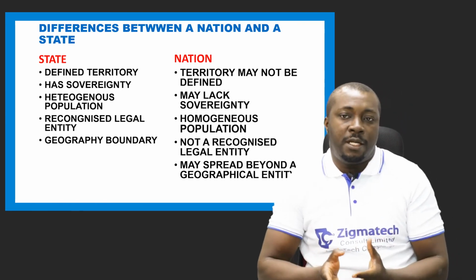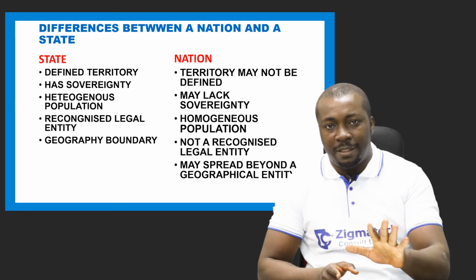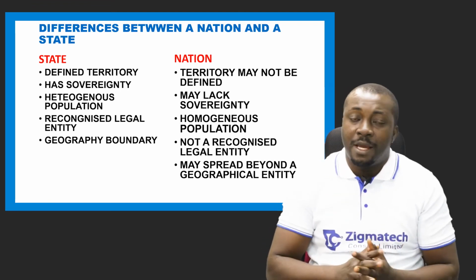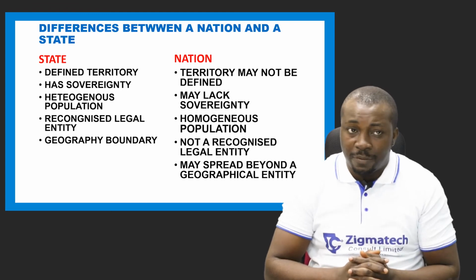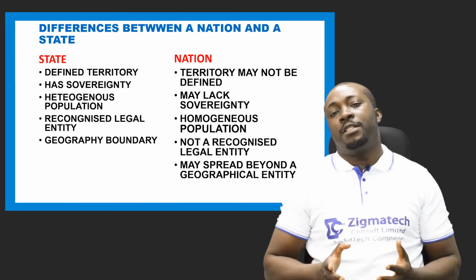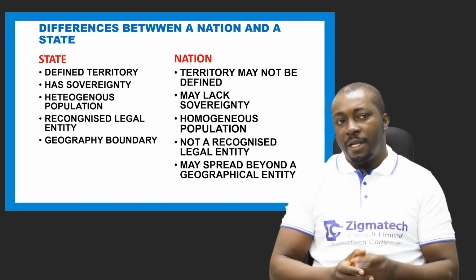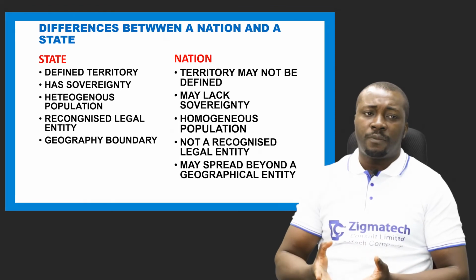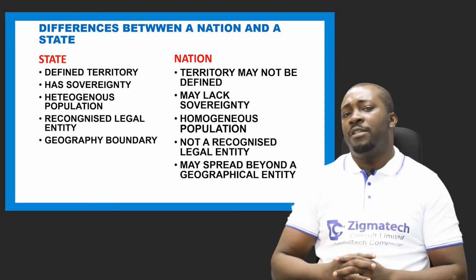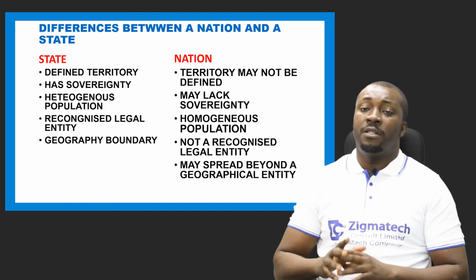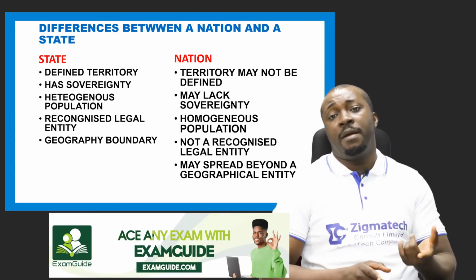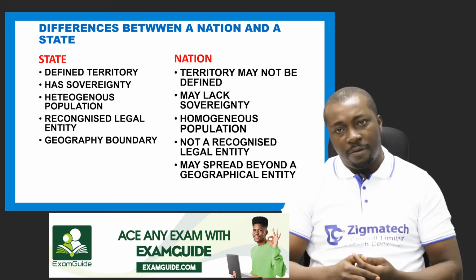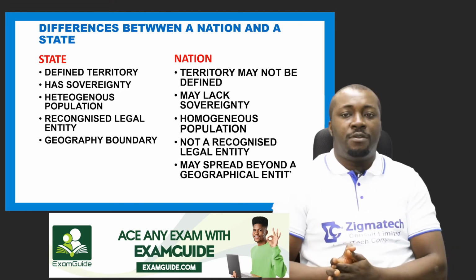Now, a state has a recognized legal entity. A nation does not have a recognized legal entity. It's not treated as such. So, Nigeria can initiate legal proceedings. Nigeria can sue and be sued internationally. But you can't talk about a particular part of Nigeria, maybe the Yorubas or the Hausas or the Igbo, one of them, to single out and sue a particular country. No, you can't do that. So it does not have that legal status.